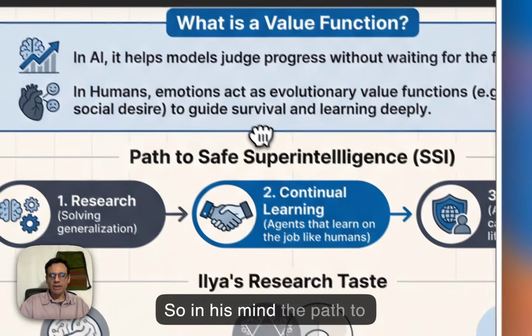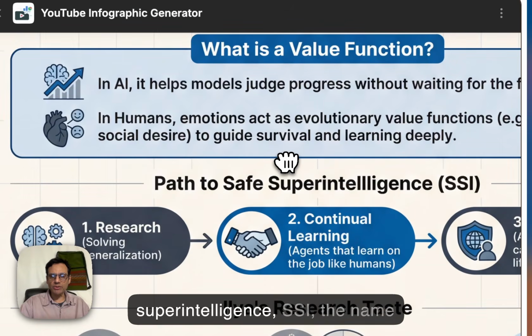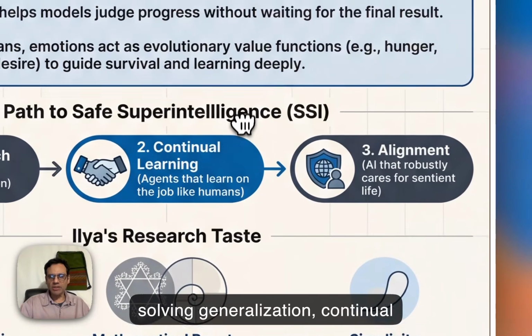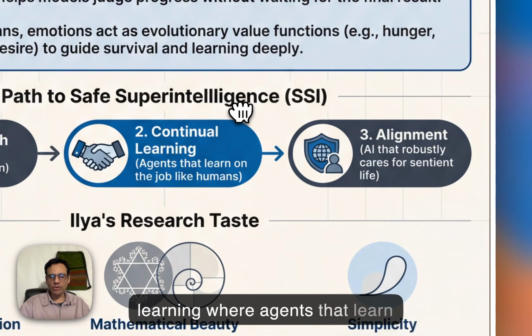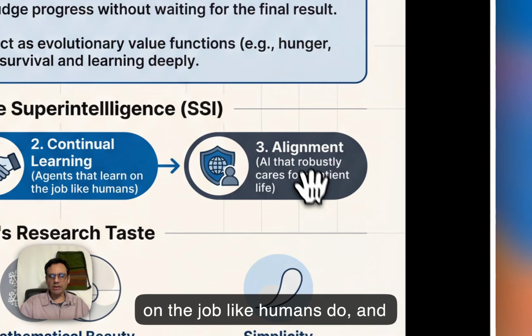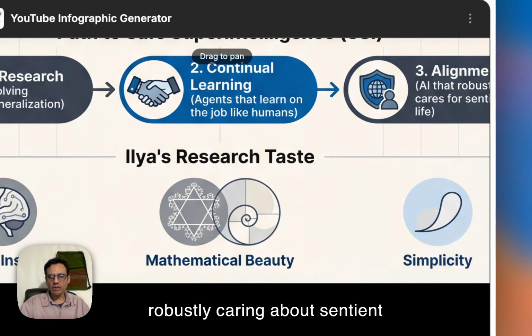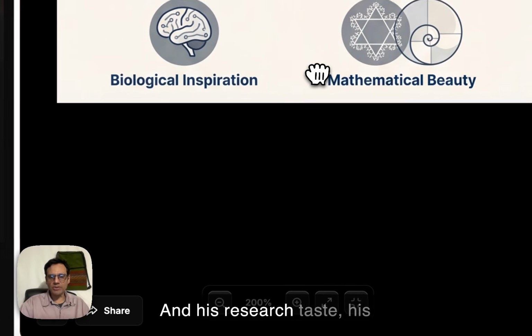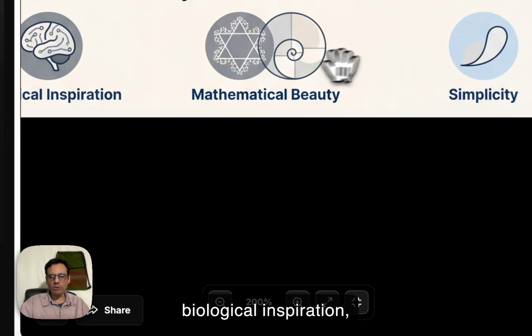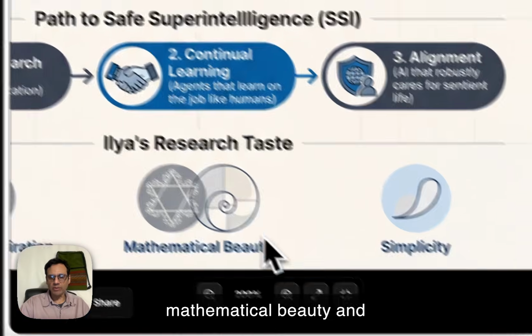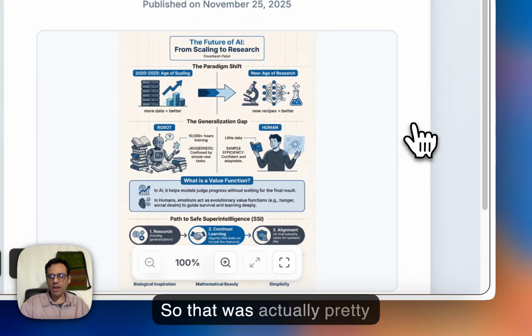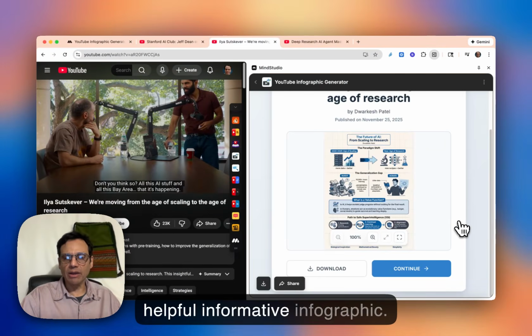So in his mind, the path to superintelligence, SSI, the name of his company, is research, solving generalization, continual learning, where agents learn on the job like humans do, and then alignment, where AI is robustly caring about sentient life. And his research taste is biological inspiration, mathematical beauty, and simplicity. So that was actually a pretty helpful, informative infographic.